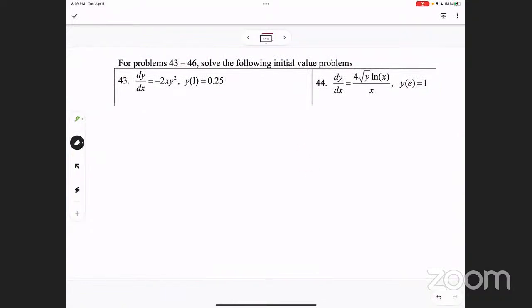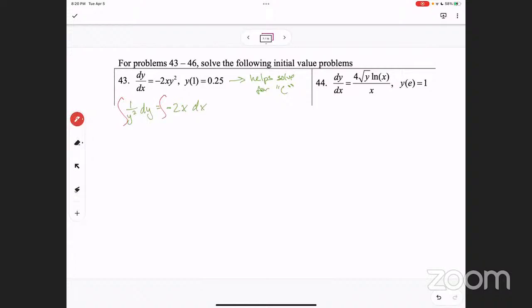Solve the following initial value problem. Okay, so what we're basically going to do is that same thing we just did before, but then we're going to solve for c by using your initial value. So this helps you solve for c. You need to solve the differential equation by separation of variables, and then you input x equals 1 and y equals 0.25, and then you figure out from there. Exactly. You got it.